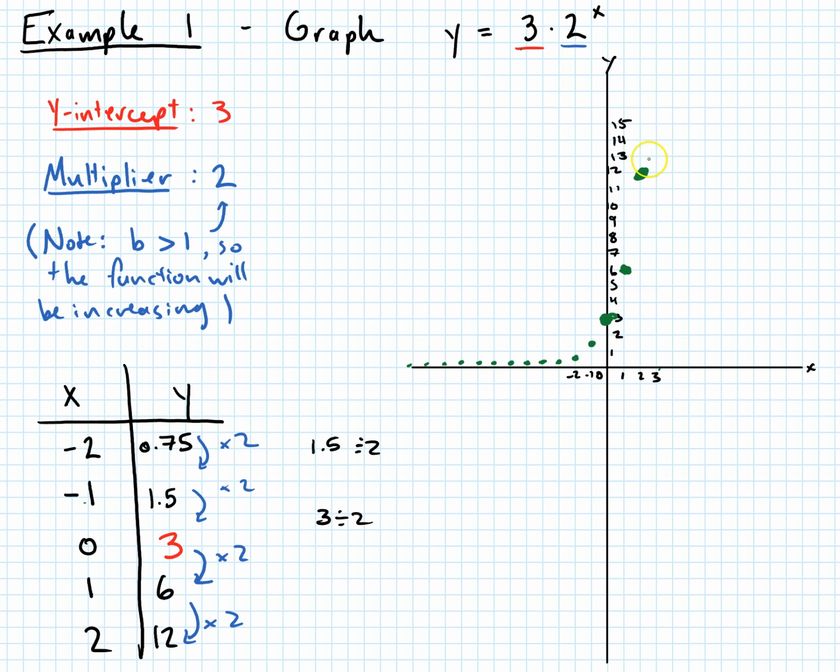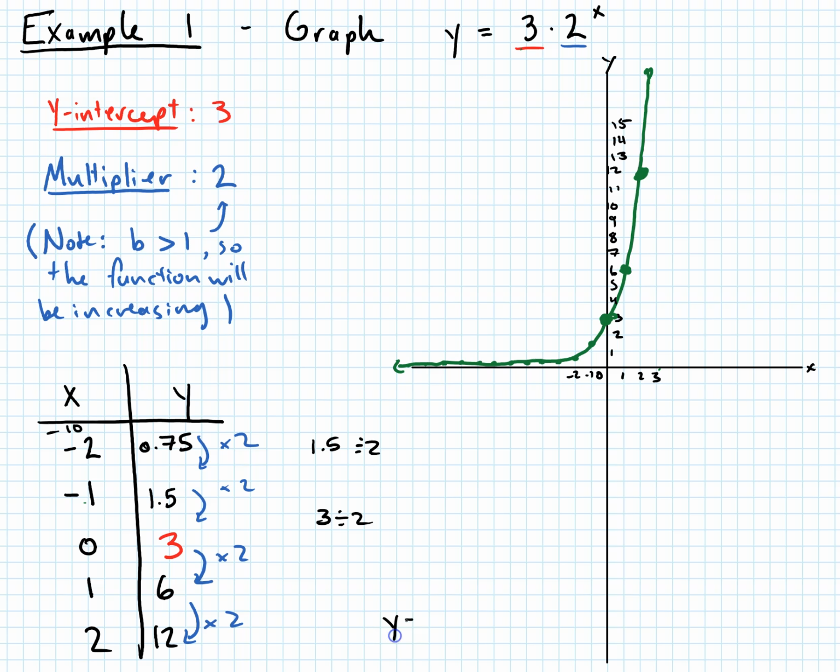Really, really close. But since this is never negative, it's not going to cross the x-axis. And let's see why that is real quick. This is just for fun. Let's say we plug in negative 10. We want to find negative 10.